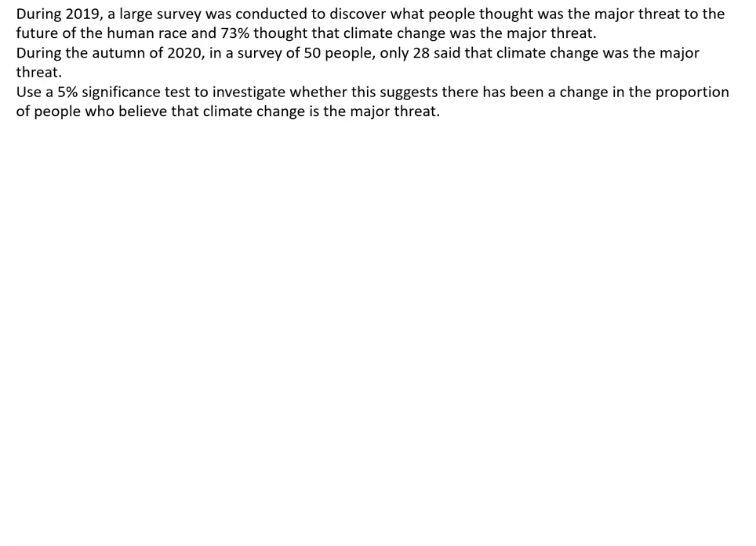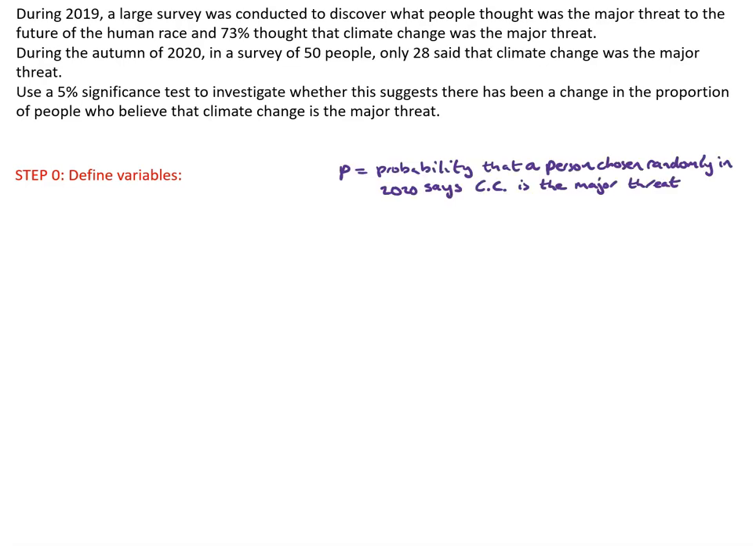So another significance test to do, and we're going to set it up again using our steps. So initial step, define the variables. So we're going to let P be the probability that a person chosen randomly in 2020 says that climate change is still the major threat. We need to state the hypotheses.